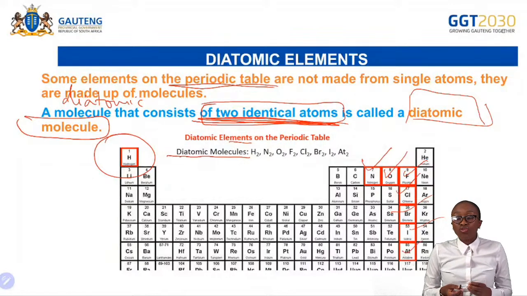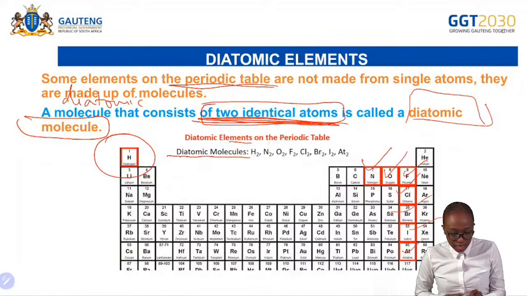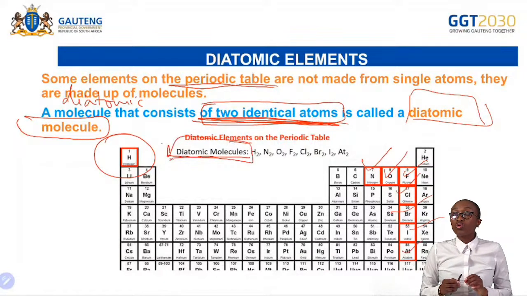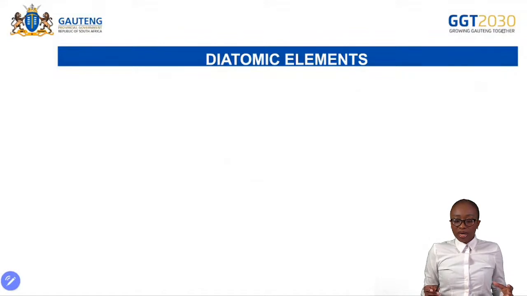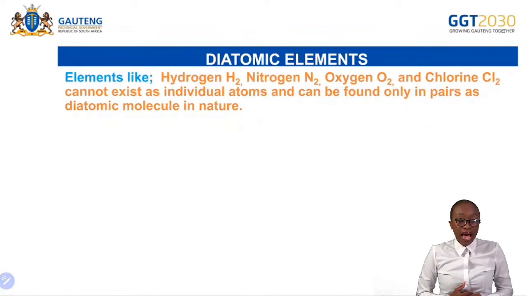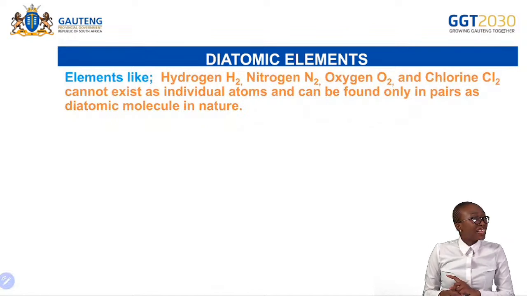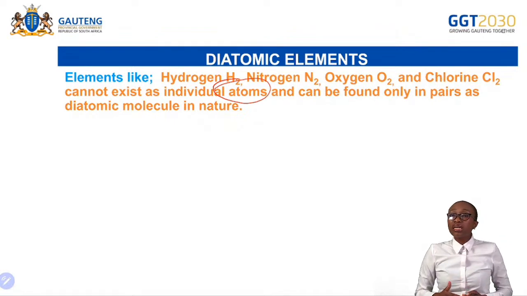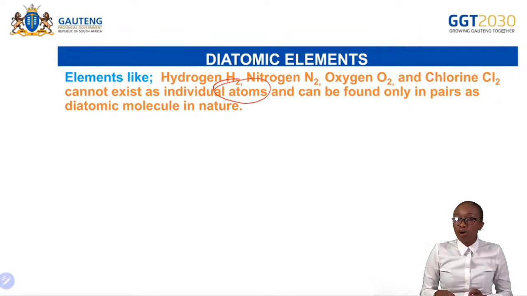So in nature, you find nitrogen as a diatomic molecule, which means you have two identical atoms that belong to the element nitrogen chemically combined together to form a diatomic molecule. Now, elements such as hydrogen, nitrogen, oxygen, chlorine, they cannot exist as individual atoms. Remember, so far we've been learning that an atom is the smallest building block of matter.